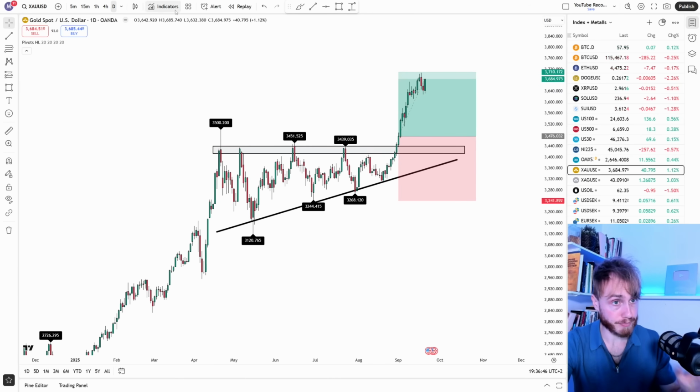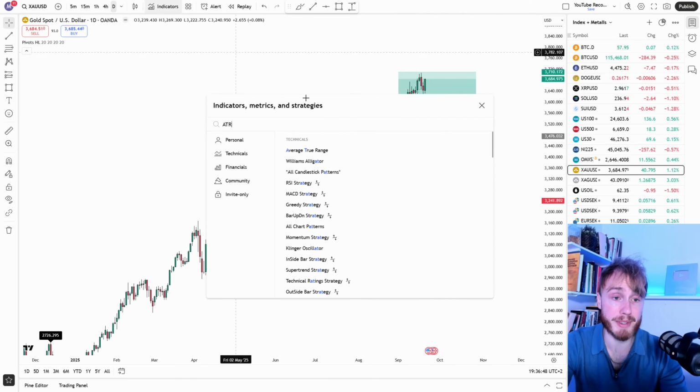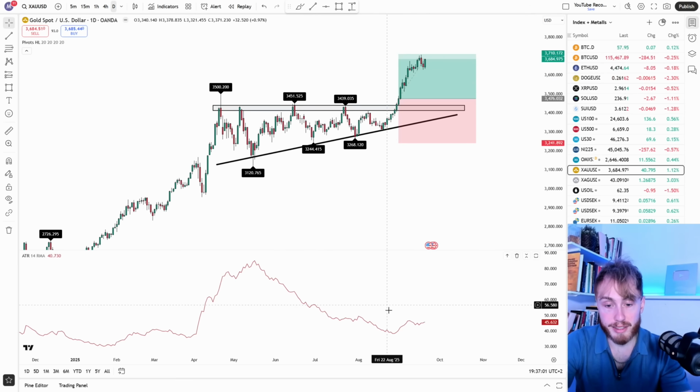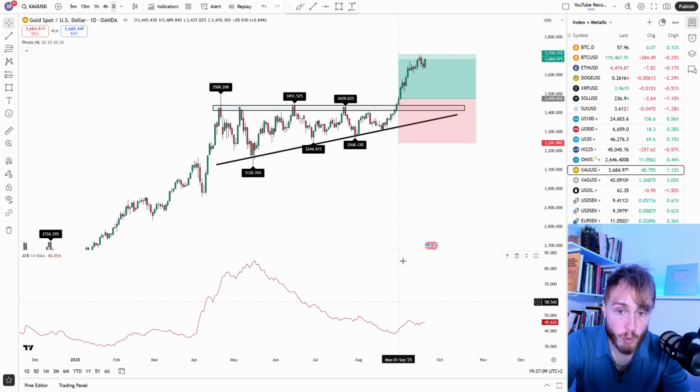And here, if we want to, we can open up the ATR. We can then go down here and look at the value when the breakout occurred. So it was right here. We had an ATR of around 40.